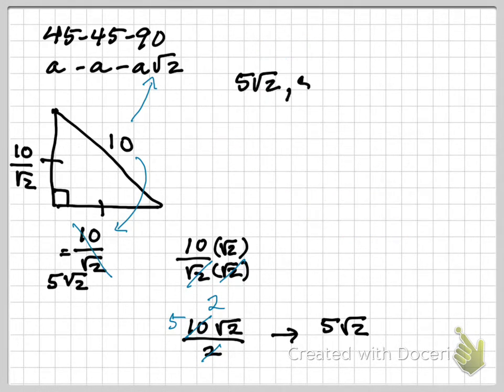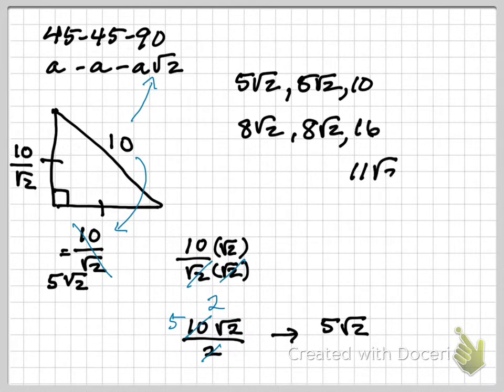Okay, let's take a look at what we have. We have 5 square root of 2 and 5 square root of 2, and times the square root of 2, we're going to get 10. So what if we had 8 square root of 2 and 8 square root of 2? What would we get for a hypotenuse? We would just multiply 8 square root of 2 times the square root of 2, and as you guessed, we get 16.